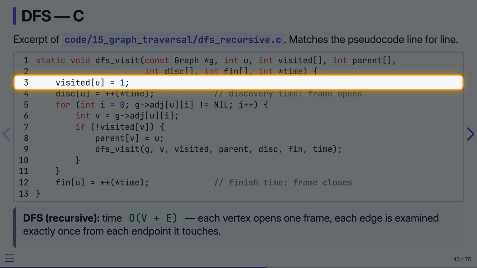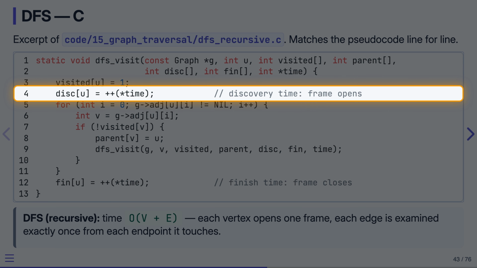First, it marks the current vertex as visited. It sets visited at U to 1. Then it records the discovery time. It adds 1 to the shared time counter, then stores that value in discovery at U. This is the moment the frame opens.